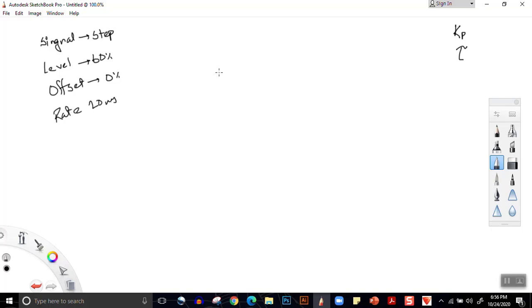Again, what we're doing, I'm writing it in the corner. We want to find the plant gain, which we denote as Kp, and we need to find the time constant, which we denote as tau. Now, what we need to do is, at first, we have signal: step. Then we have level: 60%. Offset: 0%. And the last but not the least is rate: 20 milliseconds.